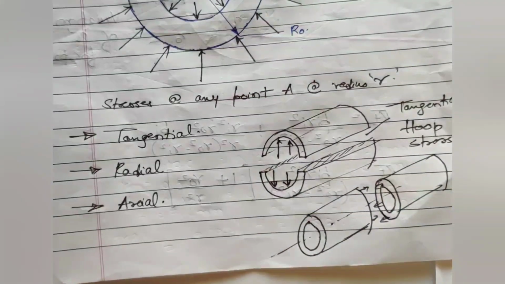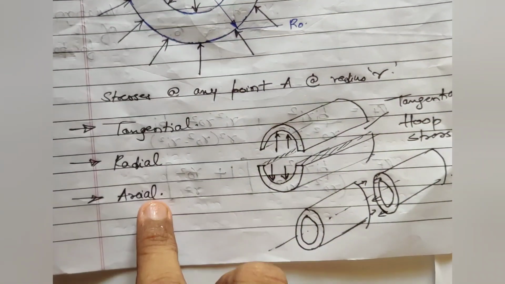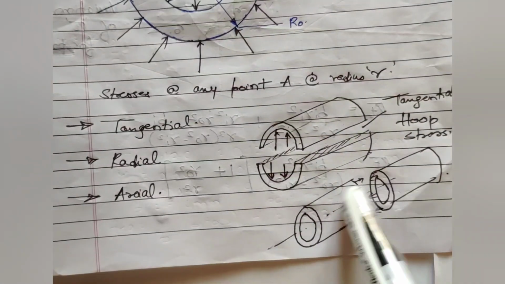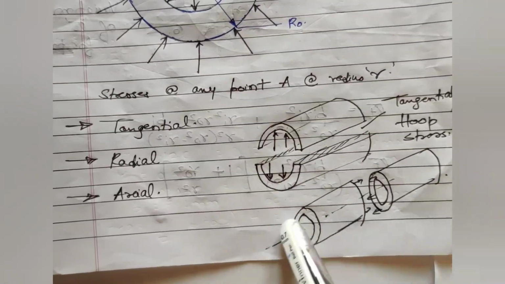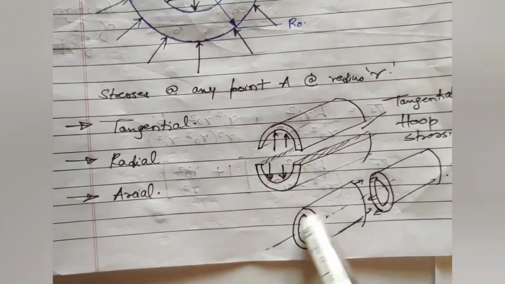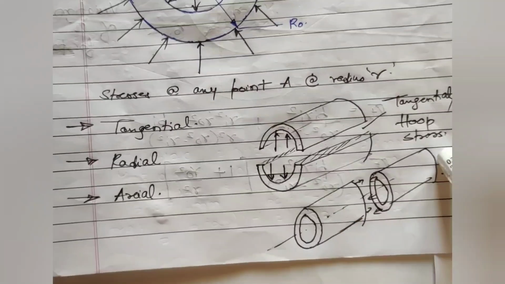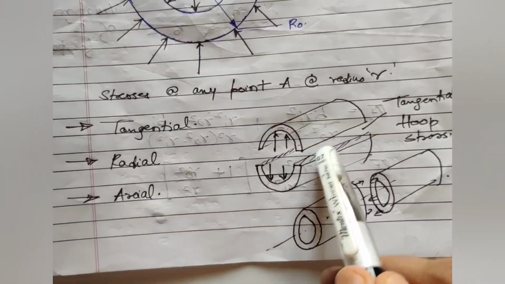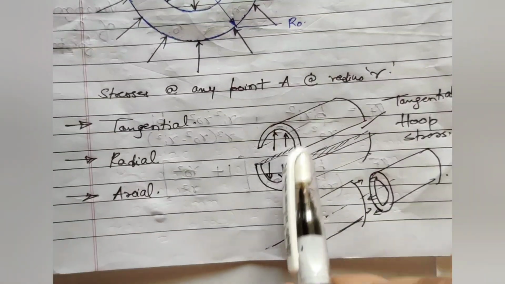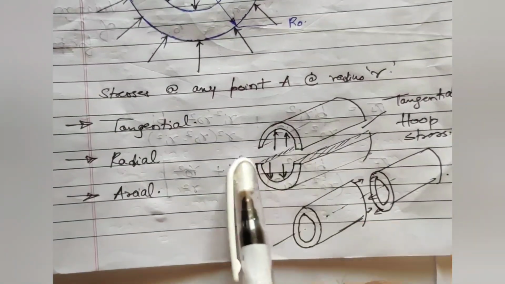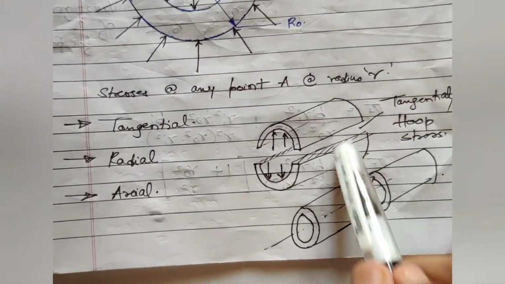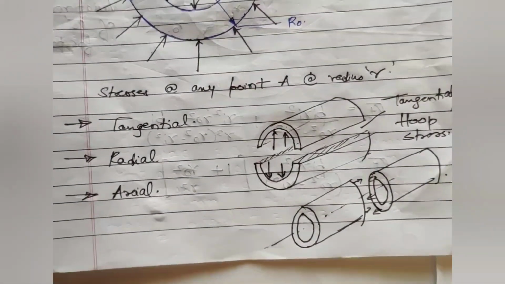In case of your axial stress, this will try to elongate or cut along the length of the cylinder. So this stress will try to cut the cylinder, or this force will try to cut the cylinder into two pieces along the length, and that will induce a stress in the cylinder which will be called the axial stress. Here a force will try to cut apart the cylinder along the radius direction, and that is called your tangential stress, and in some books it is also mentioned as the Hooke stress.